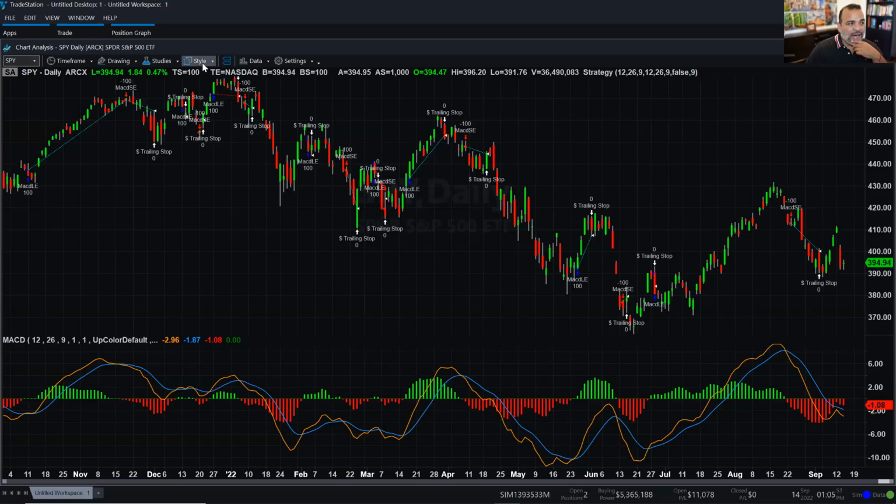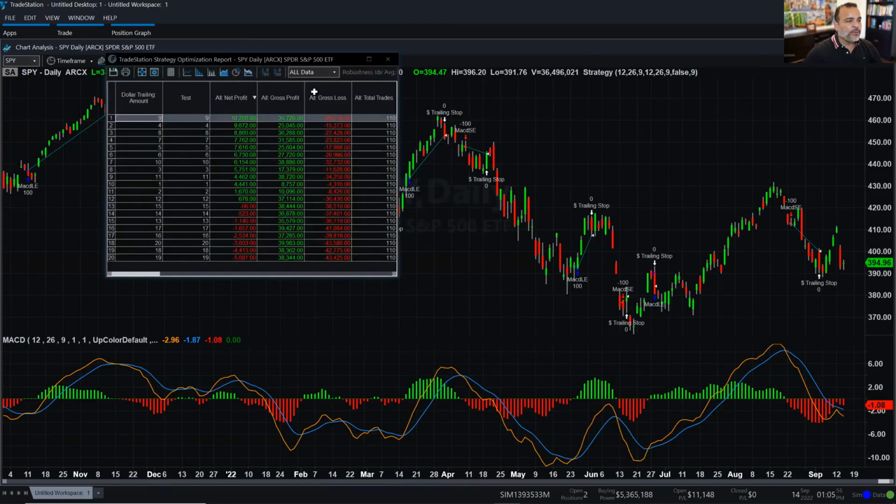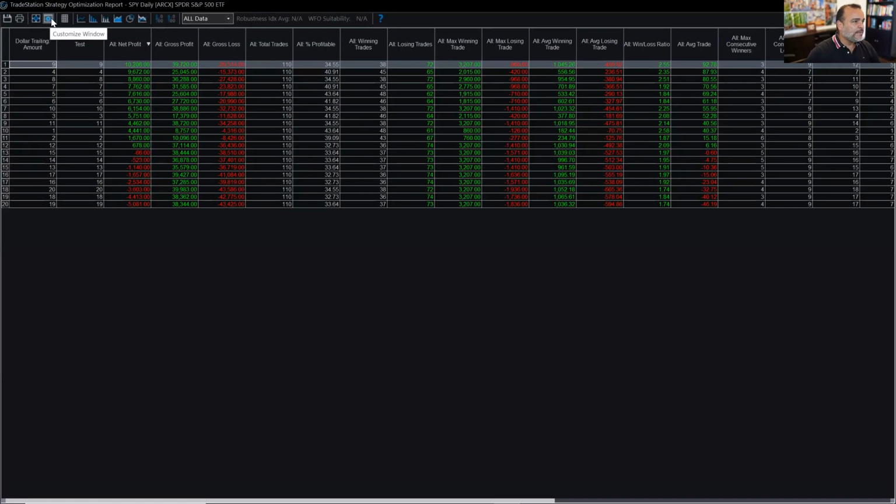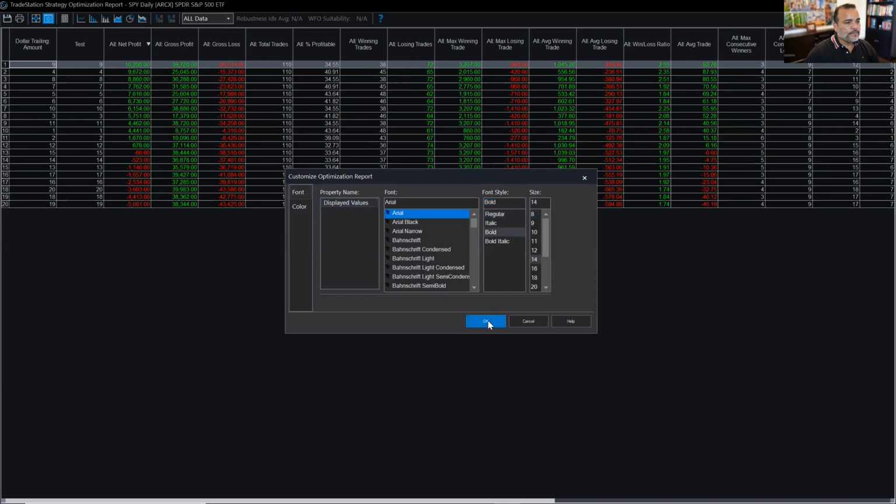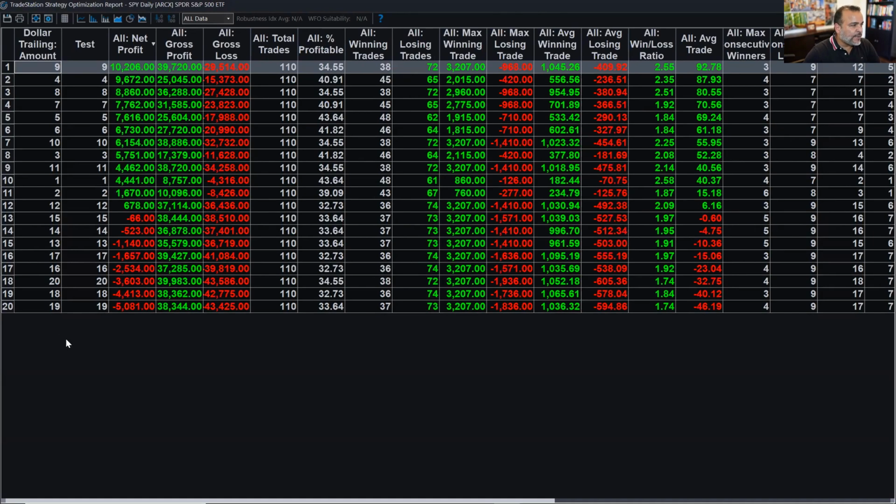If we pull up what's called the optimization report, that'll give you a little bit more information. So let's go ahead and make the font here bigger. These are the 20 tests that it ran. Take a look at the net profit. So 4, 5, 6, 7, 8, 9, and 10 are at the top 7 spots of giving you the higher net profit. This one right here, which is the one that we set manually just to test, $1, is the one that gave us about $4,400. But that's the one that also gave us a win-loss ratio of 2.58.